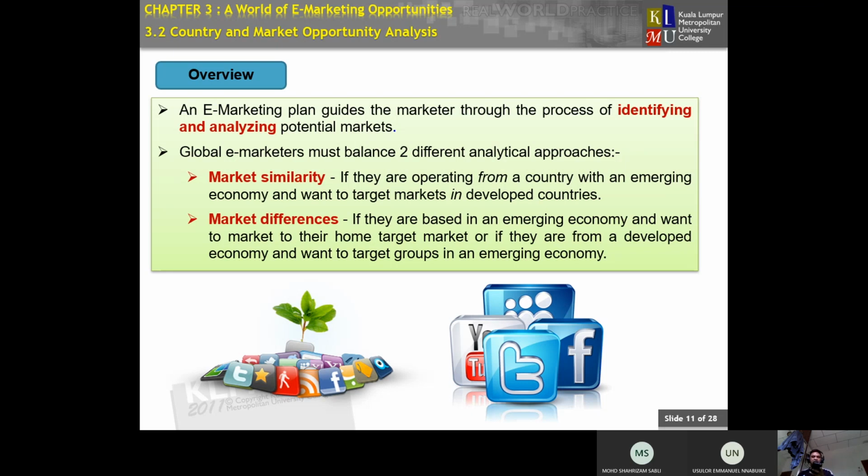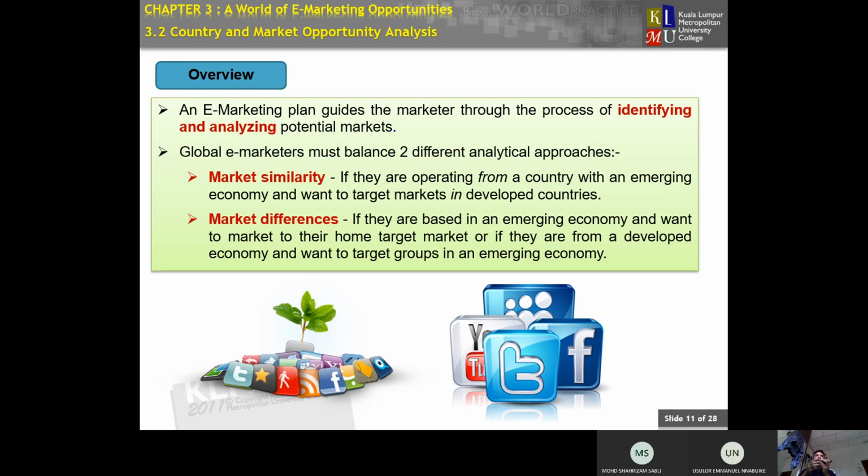I know this might be a little confusing. For instance, like I told you, a smartphone. You are from Malaysia, an emerging country, and you want to sell your smartphone in a developed country, for instance any country in Europe. Let's take England. You want to sell inside England, but for England, a developed country, your product is similar to other companies that sell the same product as yours, for instance smartphones. So that is the meaning of market similarity.